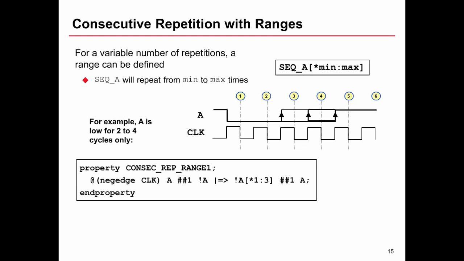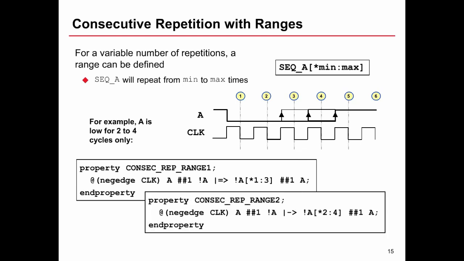Shown as another example here is the property called consec rep range 2, which is equivalent to the one we've just seen. Notice the difference in this one is that we have same cycle implication instead, and that increases the repetition ranges by 1 for each, the min and max. So one thing to be careful of and to note is that the first of the 2 not A's that's required as a minimum is the same as the not A in the enabling condition. The second one, even though it's functionally equivalent, doesn't really convey the intention of the original requirement.